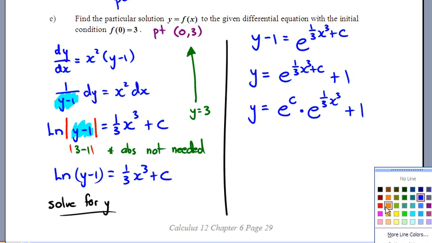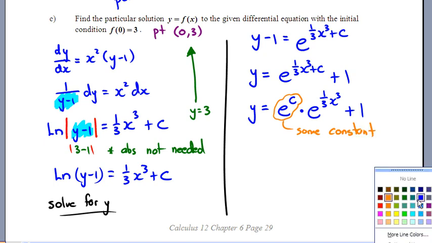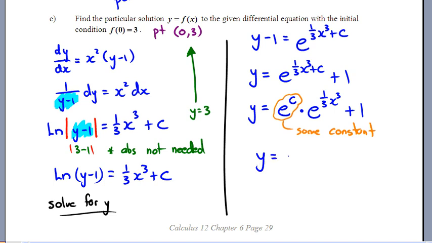This e to the c right here, this is just some other constant. So we usually say a nicer way to write that is actually this constant instead of e to the c. Let's call it this. Now, technically, officially, I guess this is constant number 1 and this is constant number 2. But we'll do this so many times, people are just going to be like, yeah, whatever. Without loss of generality, we're fine, right? Not going to hurt anything.